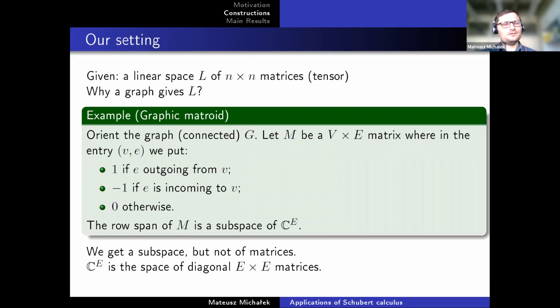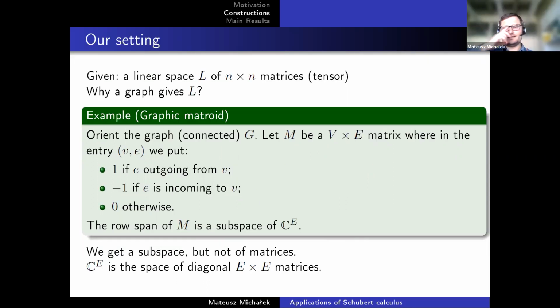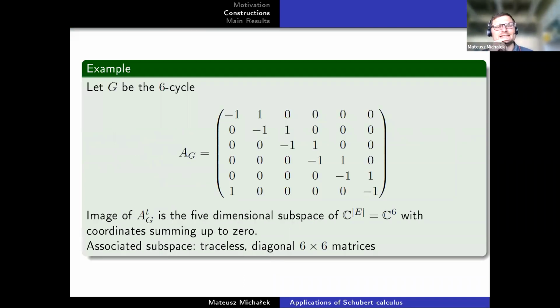Okay, so let me maybe make an example. Yes, please. Can you please repeat why this matrix would be a diagonal matrix? No, so I just get a subspace of C^E. Maybe I can follow it here on this example.